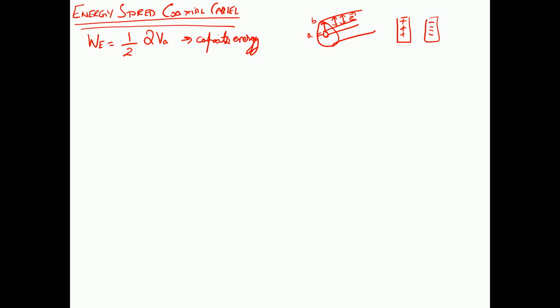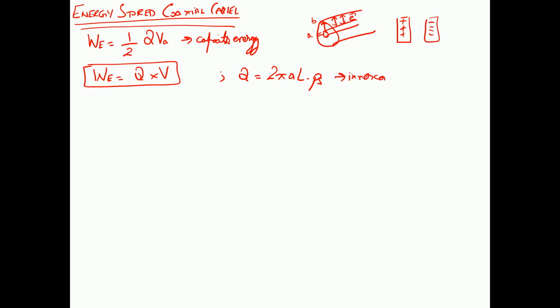So if you want to find the energy stored in a coaxial cable, we know that the energy stored basically is the product of the charge and the potential at that point. So based on this, what is the charge inside a coaxial cable? It is 2 pi a L rho S. This is the total charge of the inner conductor. We have seen this in the previous chapter.